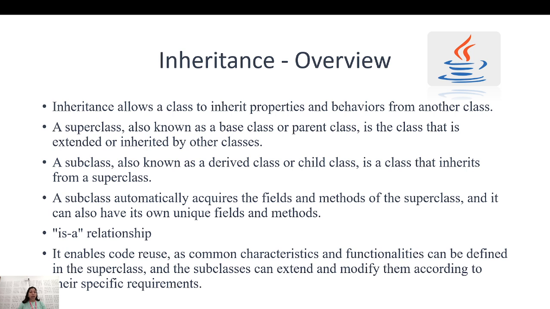And a subclass is also known as a derived class or the child class, which will inherit the properties from the superclass. A subclass automatically acquires the fields and the methods of the superclass, and it also has its own unique fields and methods. If we consider inheritance, we have two classes. One is a superclass and the second one is a subclass.